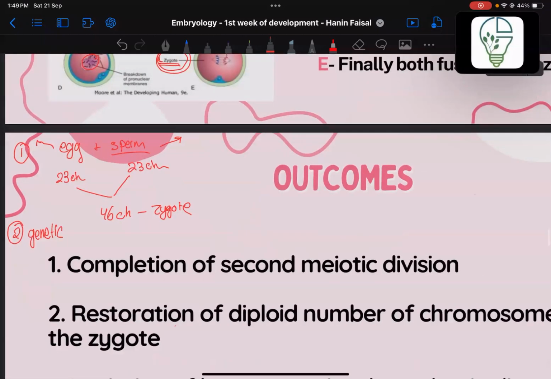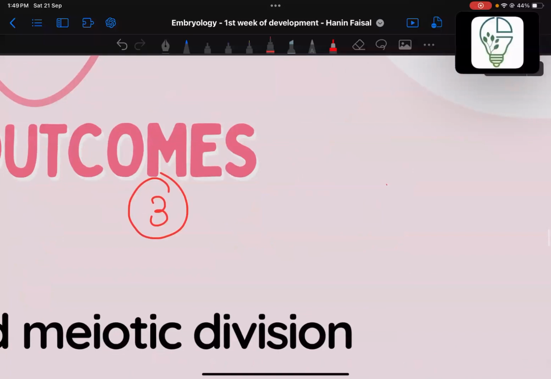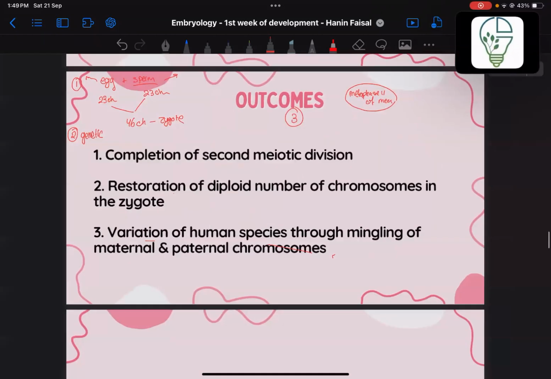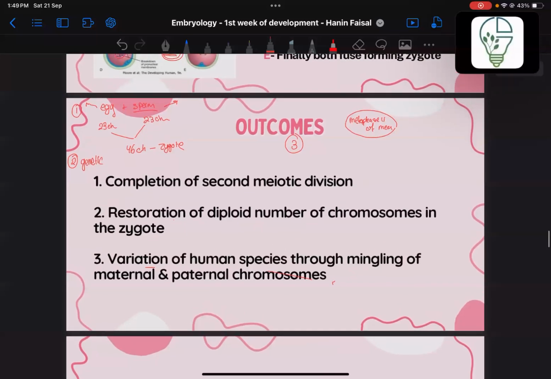And then lastly, the third outcome. We said the secondary oocyte was stuck in metaphase 2 of meiosis. When fertilization happens, this oocyte which was stuck will complete the meiosis, and that's it for the outcomes. Okay, what's the name of the fluid? It's called blastocele.